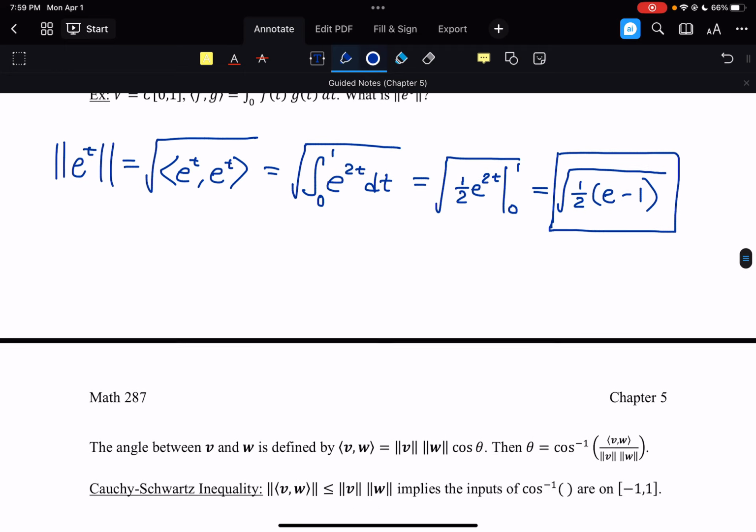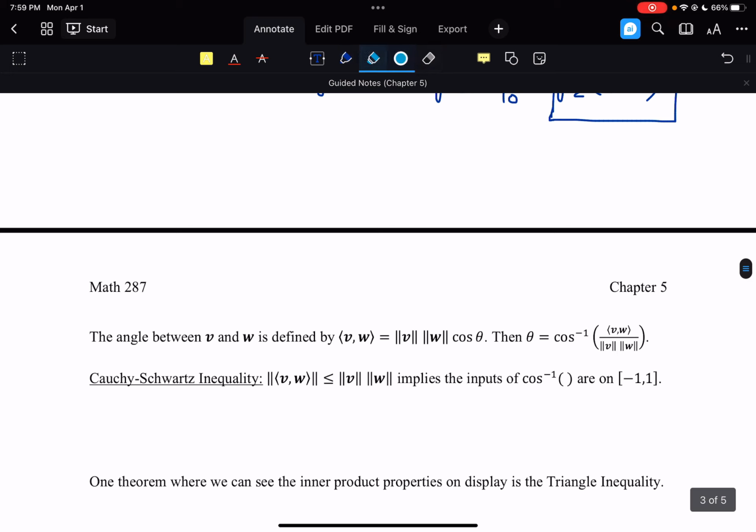So moving on from length, we can also define the angle between two vectors v and w, defined by the inner product of v and w equals the length of v times the length of w times cosine of theta. So again, another formula that you would have encountered in Calc 3 that we know applies for vectors in R3 and R2, but we would want to see that it works for any vector space.